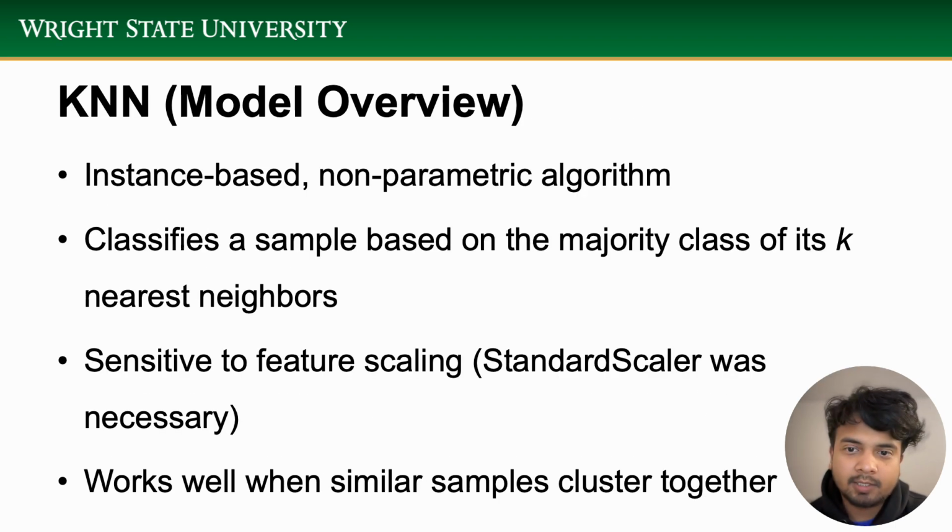Next up is KNN, or K-nearest neighbors, which is an instance-based learning algorithm. Instead of training a traditional model, KNN makes predictions by comparing a new sample to its nearest existing samples in the training data. The class with the majority vote becomes the prediction. Because KNN relies on distances, feature scaling is essential for good performance. It works well when similar data points form natural clusters.